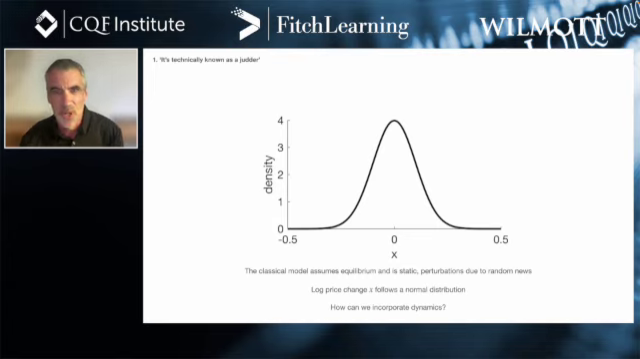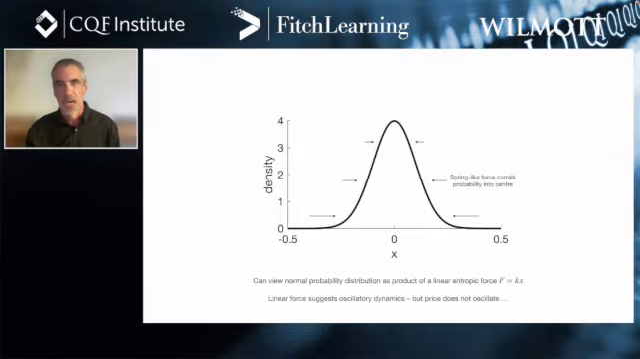Okay, so the classical model, which we're all familiar with, assumes equilibrium and is static. Perturbations are due to random views. And the log price change x, therefore, follows this normal distribution. So the question that I wanted to address is, how can you build dynamics into this picture?